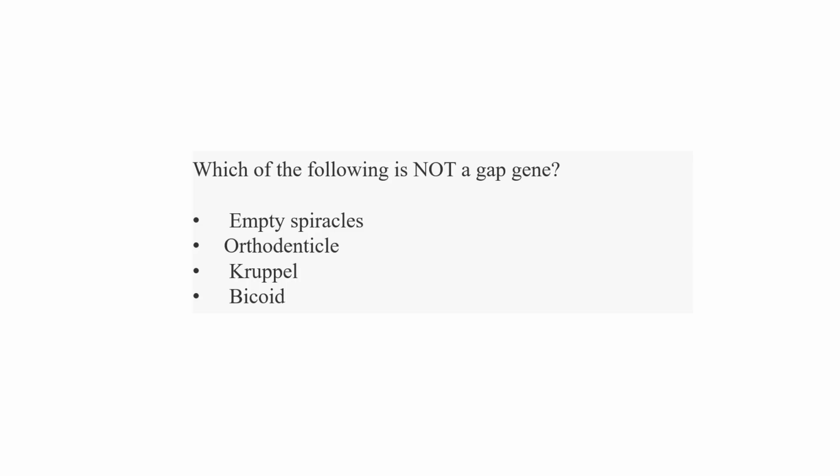So the question says, which of the following is not a gap gene? Options are empty spiracles, orthodenticle, Krüppel, and bicoid. So you have to tell me which is the correct answer, that which is not a gap gene. And also you have to tell me why it is not a gap gene. Whatever gene that you select, first you will say that it is not a gap gene, and why it is not a gap gene.